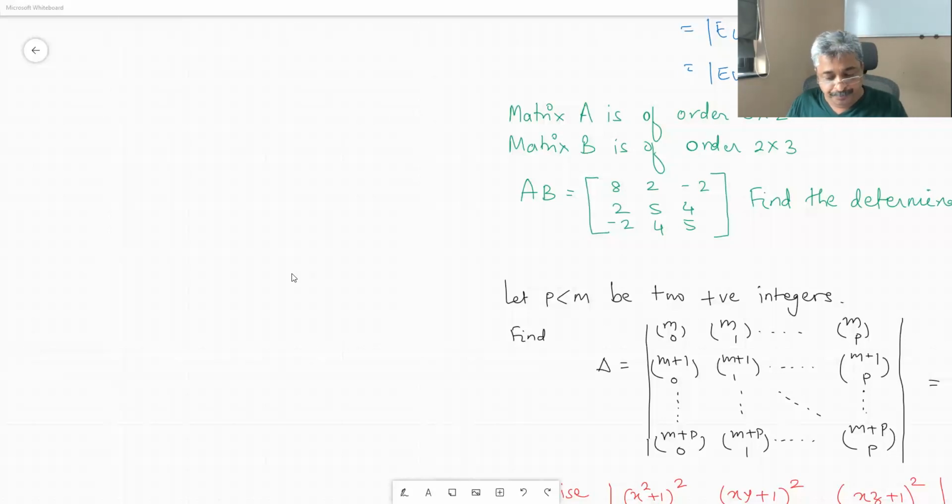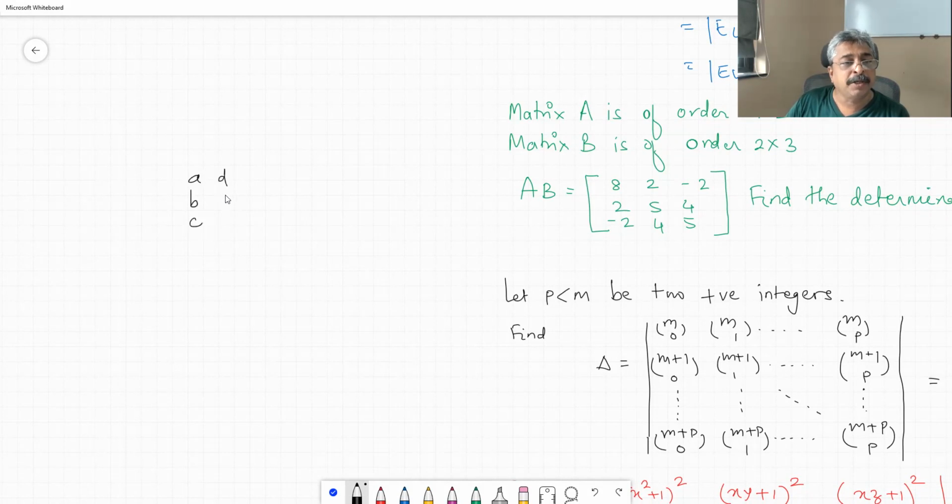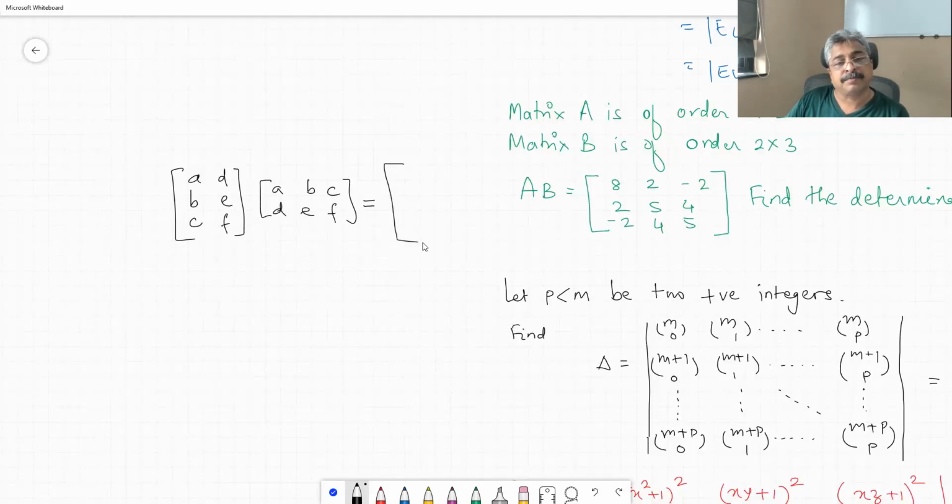You can assume them to be, I mean, you have to solve it meticulously. So suppose if you assume them to be A, B, C, D, E, F, then multiply this 3 by 2 by A, B, C, D, E, F, you get a symmetric matrix 3 by 3.